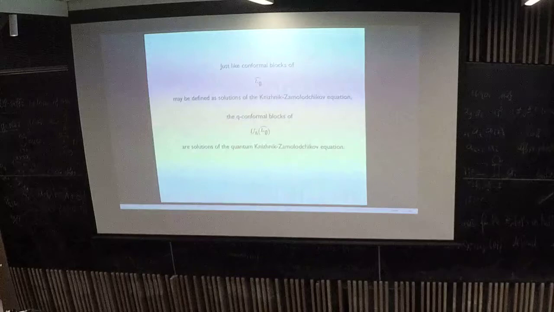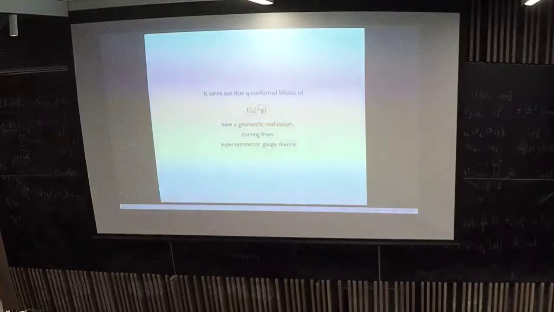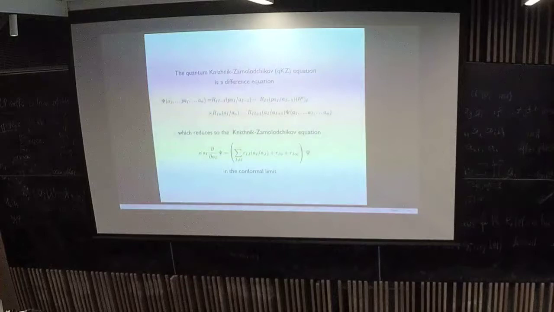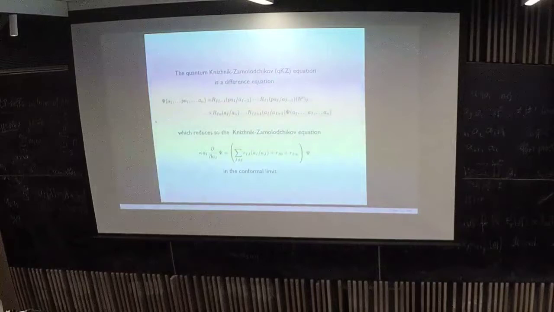So this qKZ equation is a difference equation which reduces to the Knizhnik-Zamolodchikov equation in a limit. So it's a difference equation with step p. And so there's a limit where we take p to 1 and the parameter h-bar of the deformation of the affine Lie algebra to 1 in such a way that we keep kappa fixed. So we'll discuss what this limit is in a little while.